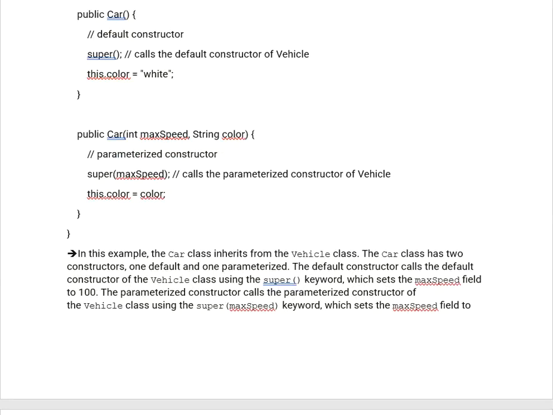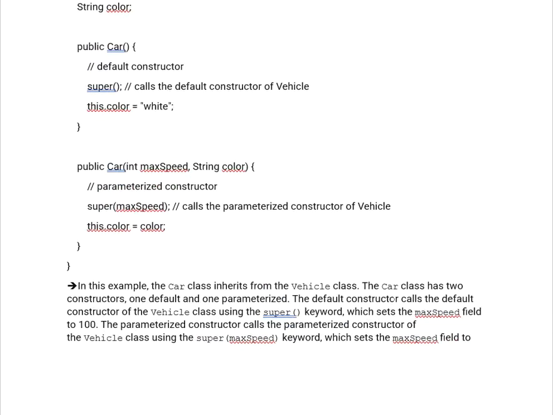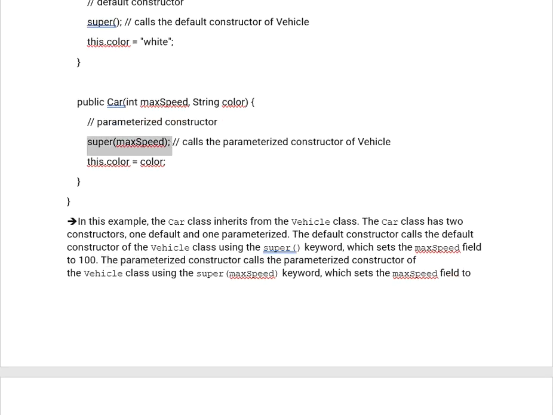Now we see the explanation. In this example, the Car class inherits from the Vehicle class. Class Car extends Vehicle. The Car class has two constructors, one default constructor and one parameterized constructor. This is our default constructor and this is our parameterized constructor. The default constructor calls the default constructor of the Vehicle class using the super keyword, and the parameterized constructor calls the parameterized constructor of the Vehicle class using the super keyword.